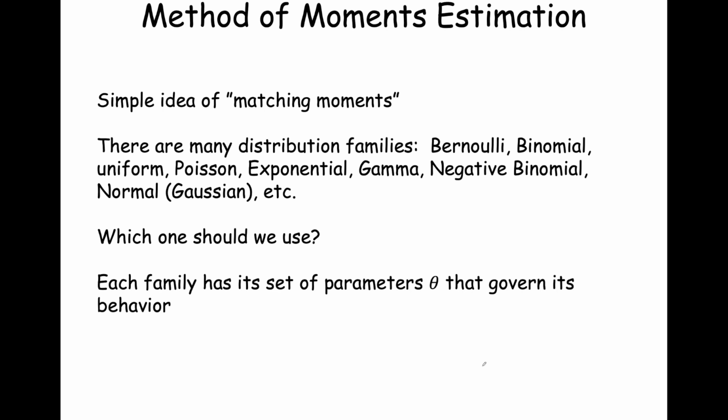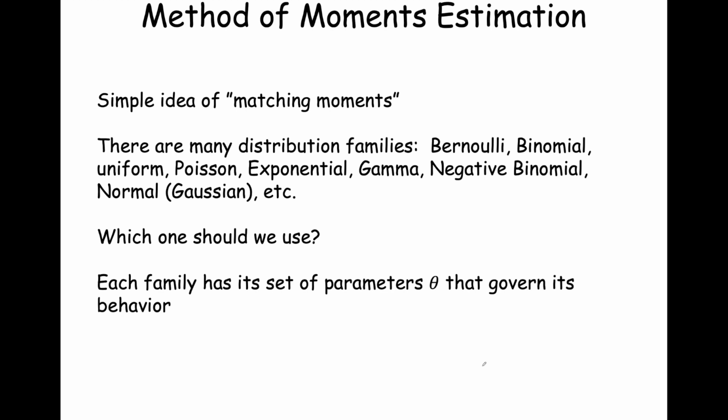Each family, as we found last semester, has a set of parameters, and these parameters, we'll just call them theta, govern the behavior of each distribution. For example, the Gaussian or normal distribution has two parameters, the mean and the variance. The bigger the mean, the more to the right your Gaussian distribution shifts. The smaller the mean, the more to the left it shifts. The bigger the variance, and therefore the bigger the standard deviation, the more dispersed it is. The smaller the variance, the smaller the standard deviation, and the less dispersed it is. So we have these parameters for each one of these distributions.